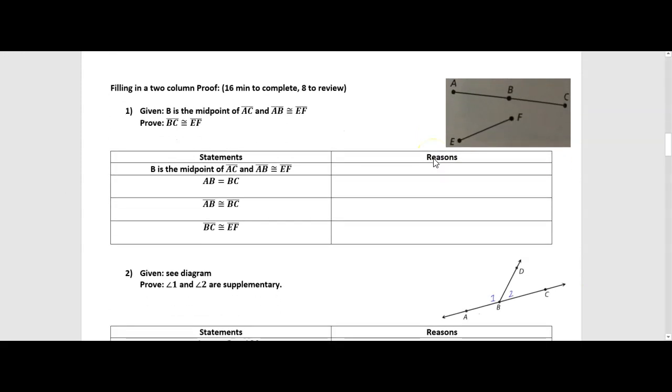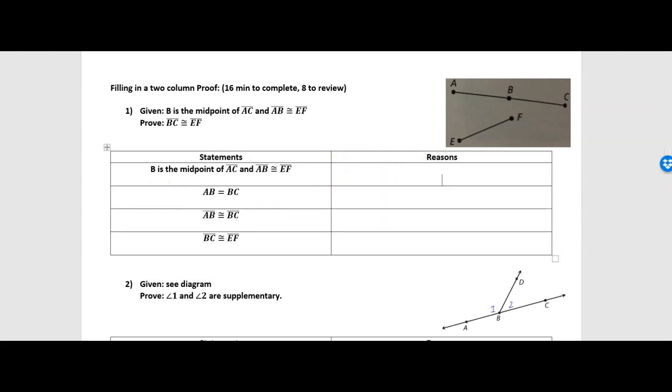All right, again, pause the video, see if you can fill in the reasons for this proof, and then we will work through it together. Okay, so let's look at what we're given. It says B is the midpoint of segment AC, and segment AB is congruent to segment EF. So a couple things we could fill in here on our diagram. If B is the midpoint of AC, then we know that these two segments have the same length. So we could put two little tick marks there. Those segments are also going to be congruent. And we know that AB is congruent to EF. So if AB has one tick mark, then EF could also have one tick mark.